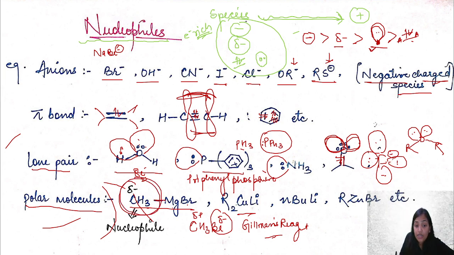Why? It is bonded to a metal. Magnesium is a metal, a positively charged species, so relatively this carbon is nucleophilic. Getting my point? If the metal is positive, the carbon is negative, so this carbon, wearing a partial negative charge, is said to be nucleophilic. Similarly, copper is again a metal, and this must be a carbon-containing part. Copper is metallic, carbon is non-metallic. This is positive, this is negative.